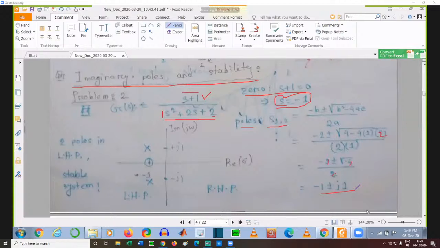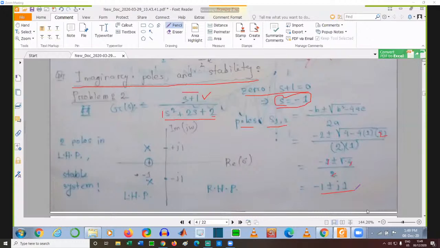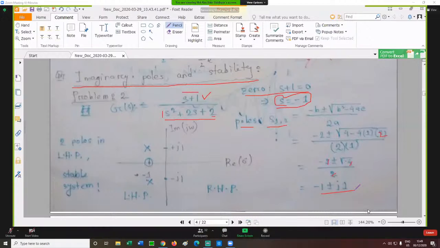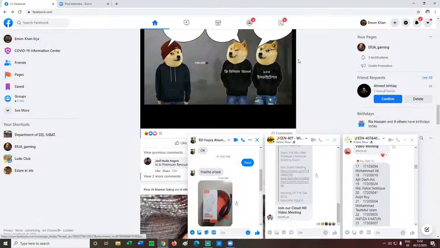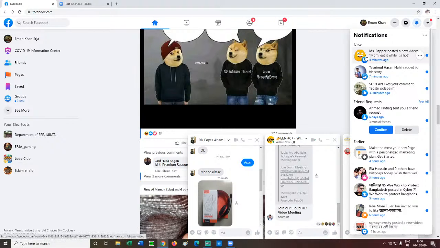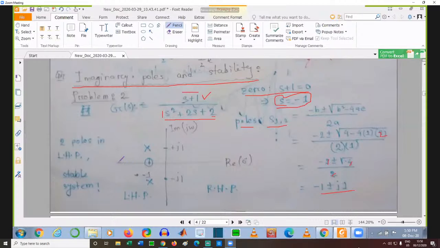How many poles do we have here? Two poles. What are the values of those poles? We got two poles here. One is minus 1 plus j1, and the other is minus 1 minus j1. So two poles. Let's plot them in our S plane.